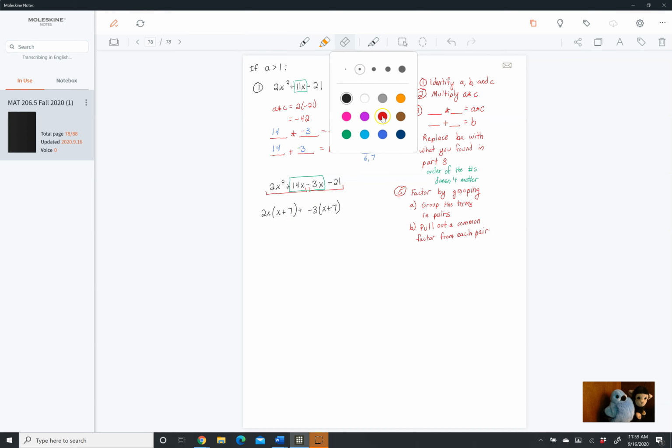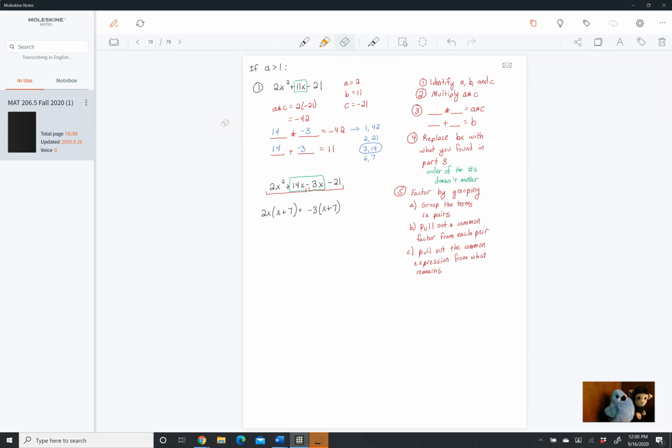Your last step is going to be to pull out the common expression that remains. So it's still a common factor, but now it's not a single number or a single number and variable. Now it's an expression. So both of these have an x plus 7. So what you're doing is you're factoring out the x plus 7 and moving it to the front.